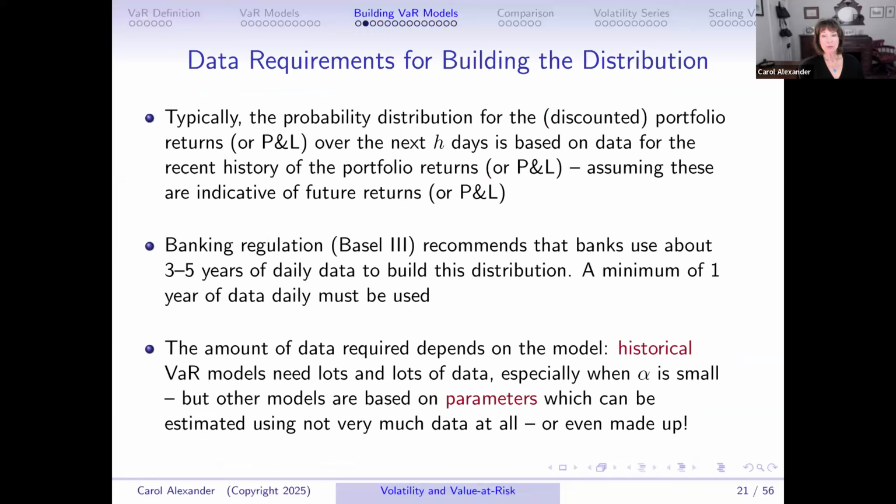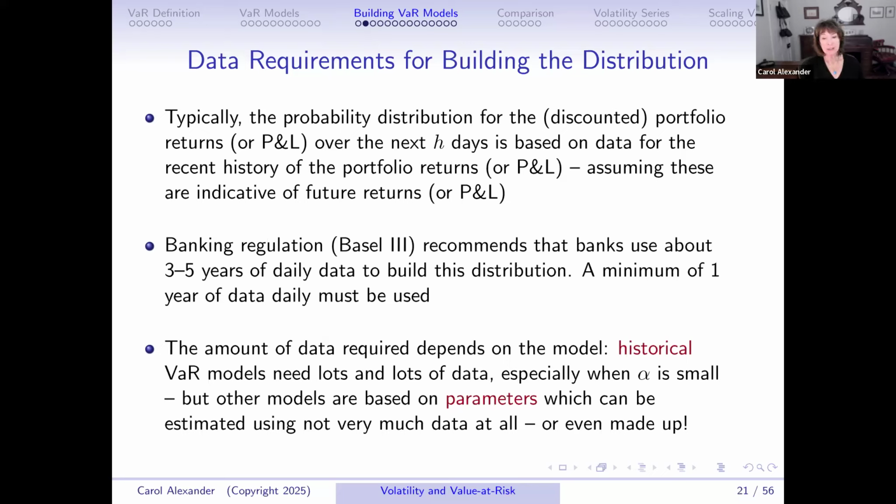Typically, the probability distribution for the portfolio returns, or P&L, over the next H days is based on data for the recent history of the portfolio returns, or P&L, assuming that these are indicative of future returns, because the VaR is a forecast over the next H days. How much could we lose in future, not looking back? Banking regulation recommends that banks use about 3 to 5 years of daily data and a minimum of 1 year of daily data.